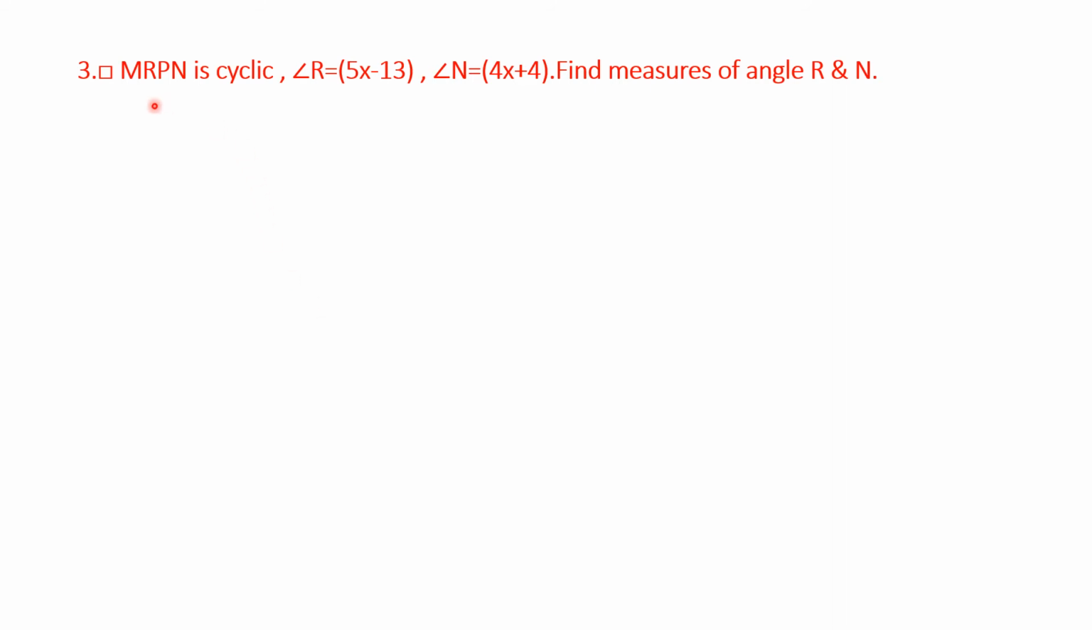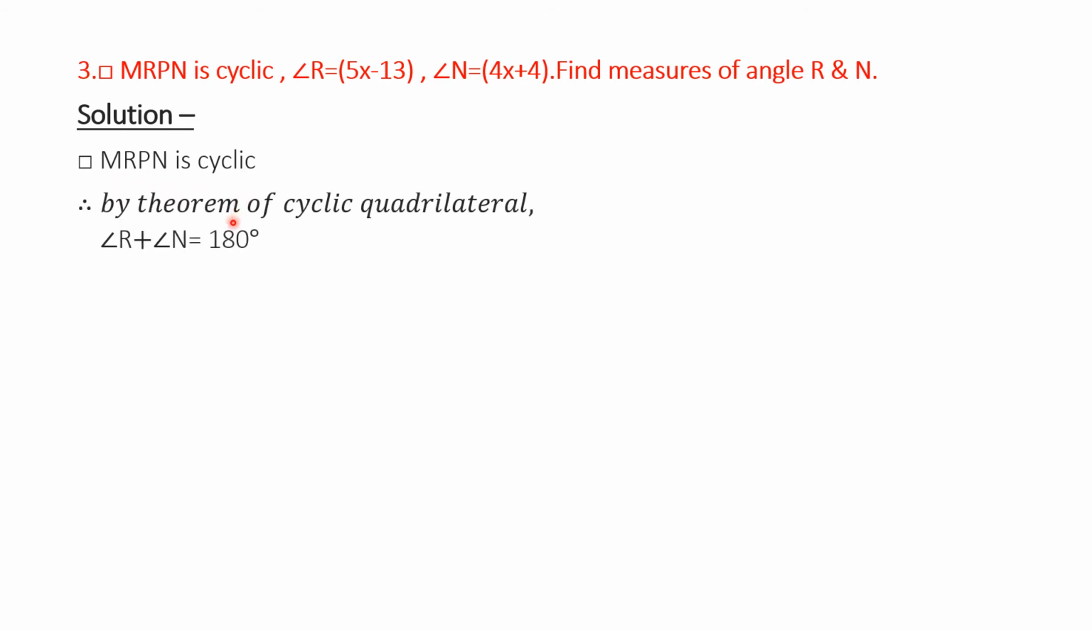Then third example, quadrilateral MRPN is cyclic quadrilateral. If angle R is equal to 5x minus 13, angle N is equal to 4x plus 4, then find measures of angle R and N. Now solution. Given part, quadrilateral MRPN is cyclic, and therefore by the theorem of cyclic quadrilateral we can write angle R plus angle N is equal to 180 degrees.